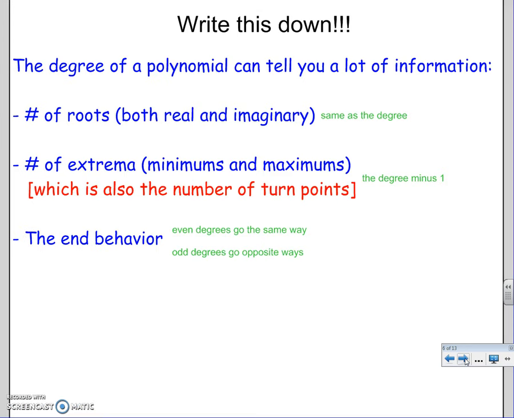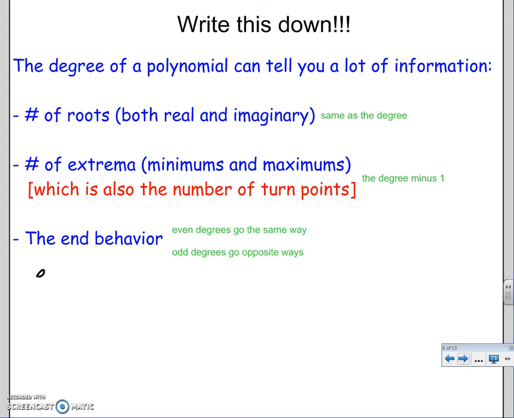So write this down. The degree of a polynomial can tell you a lot of information. The number of roots there are, both real and imaginary, together they have to be the same as the degree. The number of extrema, minimums and maximums, which is the same as the number of turning points, that's at most degree minus 1. And then the end behavior. So even degrees go the same way, odd degrees go opposite ways. So here's a quick example.